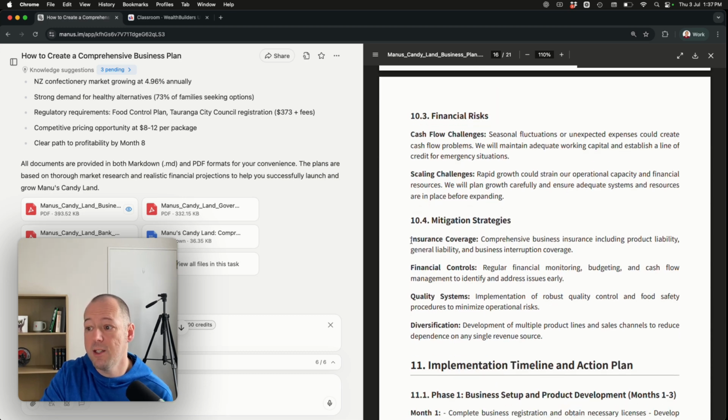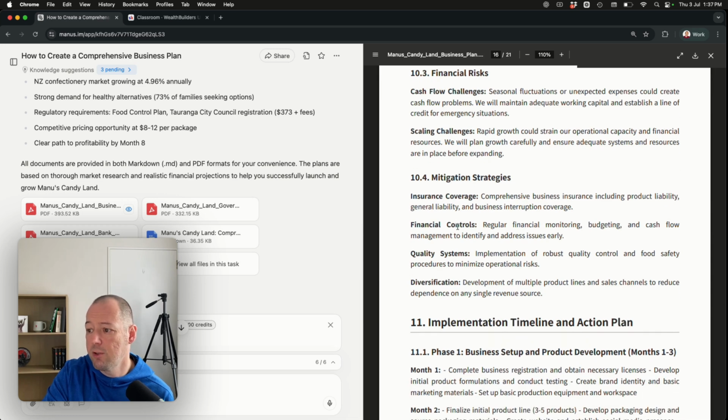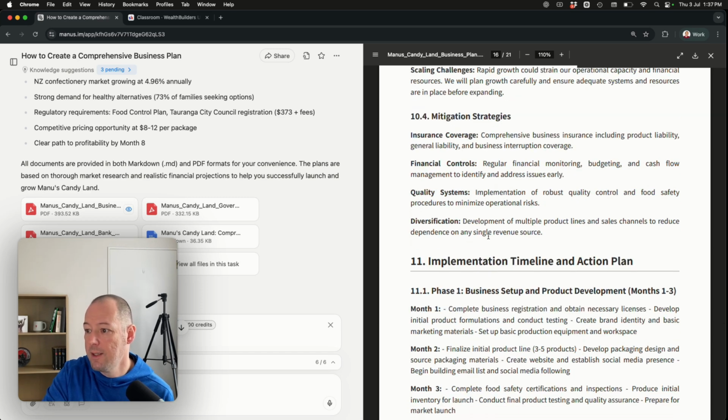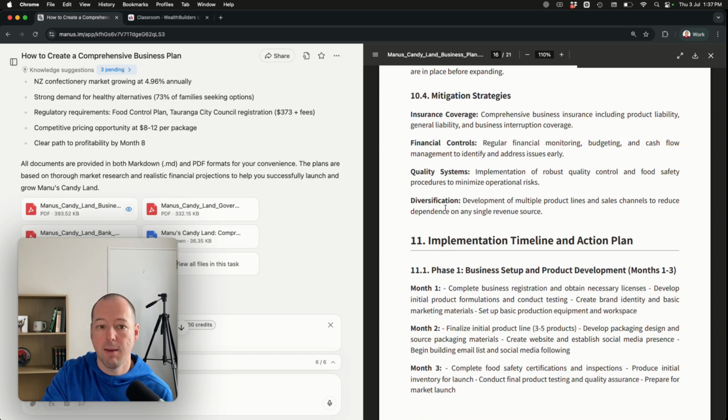This is super important, like an insurance, for example, that if something happens. Financial controls, very important to have your budget close to your chest. Quality systems, very important to have those in place, so you always provide the best standard for your products and your services. And also diversification is something to mitigate risk.